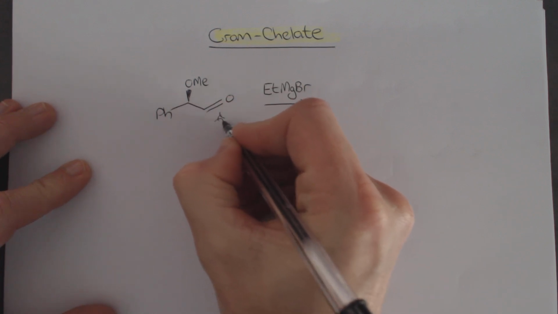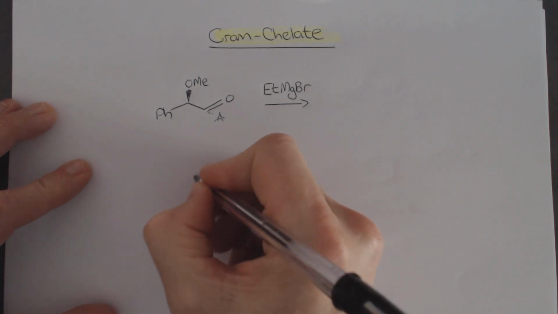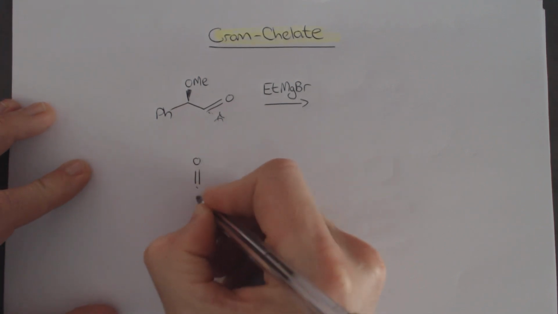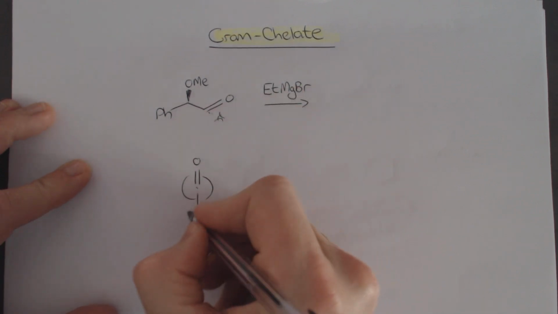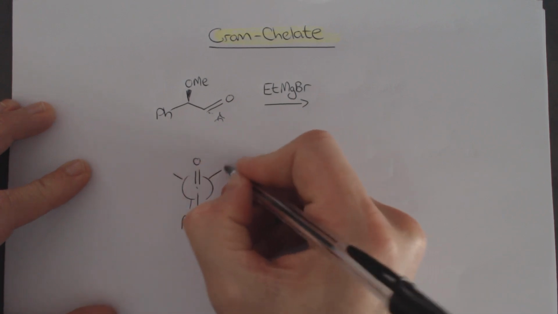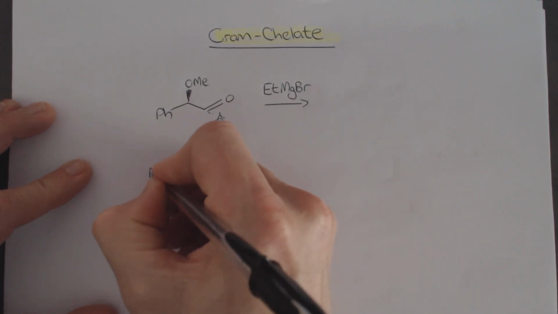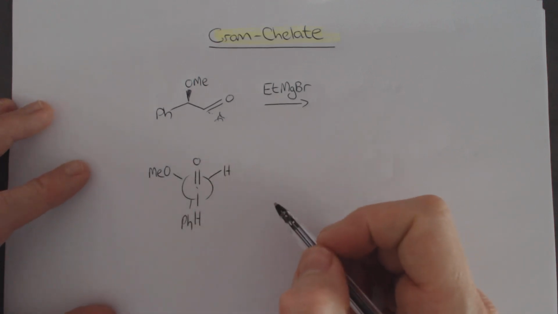So we're going to stick our eye looking down this bond over there, and so what we see is this, and directly below us is the phenyl over there on the side. That's hydrogen, and this is the OMe over there. All right, so that's our initial Newman projection.